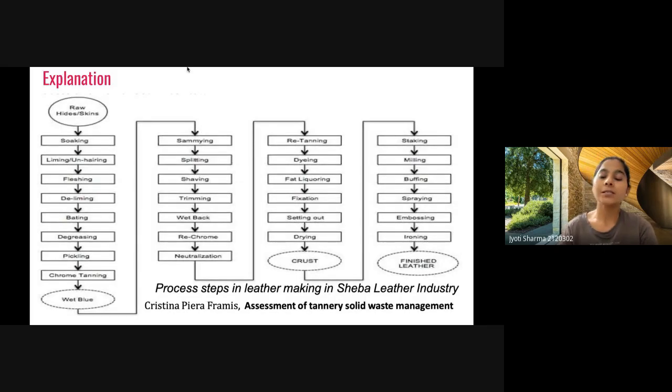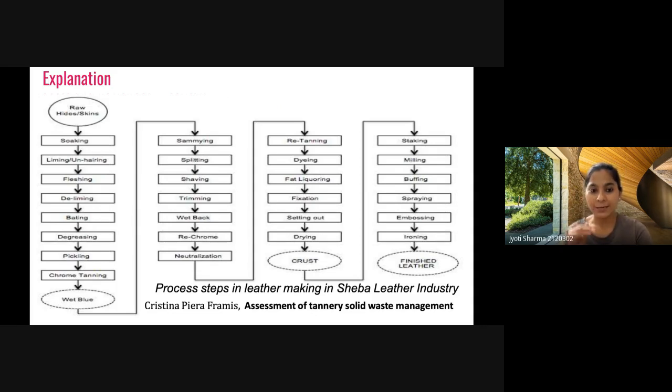Okay, so these are the many steps that we have to follow to manufacture leather. Just see from the left-hand side. First, we have raw hide or skin. Then we will soak it. Most of the questions will be based on these processes, so you need to see the sequence. First we soak, then liming, then fleshing, de-liming, bating, degreasing, pickling, chrome tanning, and that's how we get the wet blues.